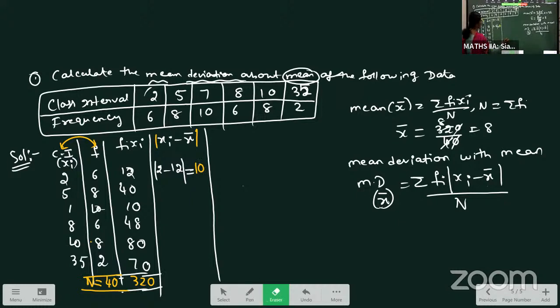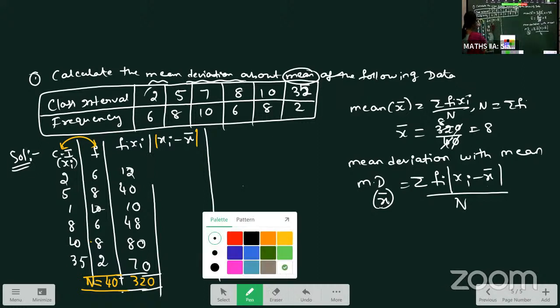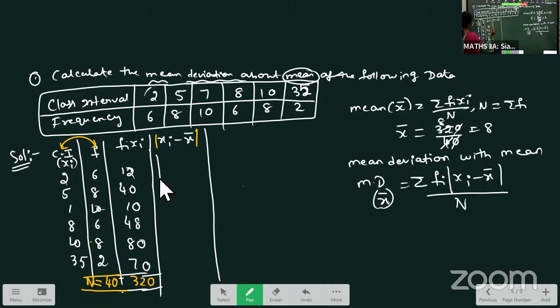Next, second value, 5 minus X bar. What is our X bar? X bar value we have to substitute here, not frequencies or any of the other values. Modulus of the first Xi value, 2 minus X bar value 8, is 2 minus 8, which is minus 6. Modulus of minus 6 is plus 6. Next, second, modulus of 5 minus 8, modulus of minus 3 is 3.